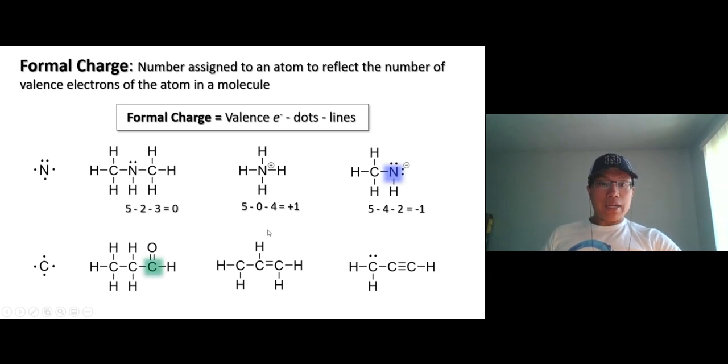All right, now come down here. Let's try carbon. Same thing. Regular carbon has 4 bonds. That should be neutral. Now take a look, neutral or not. Valence electron 4. How many dots? No dots. How many lines? 4 lines. Total of 0.